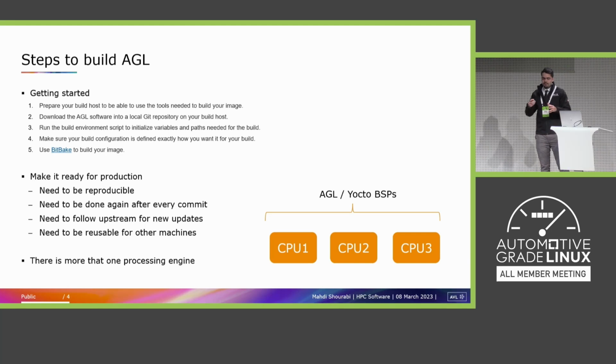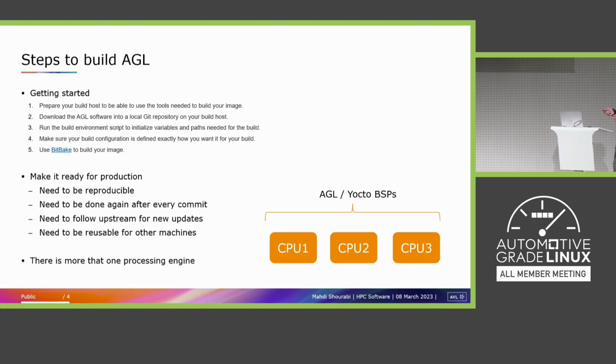If we want to start from scratch and tell the story when we want to build the AGL software, first, if you go through the documentation, you see that you need 4 steps. First you need to prepare your build host, then download the software, then initialize the environment, configure the build for the machine that you want to build, and then fire up Bitbake to have the artifacts, and then you can use it on your machine. But this is the very first step. If we want to have it for production, this is not suitable.